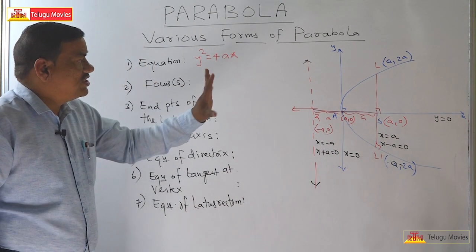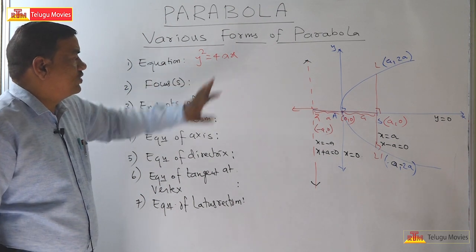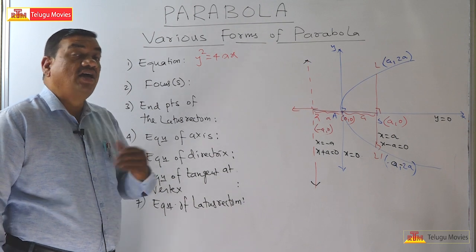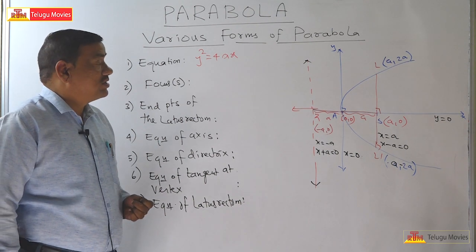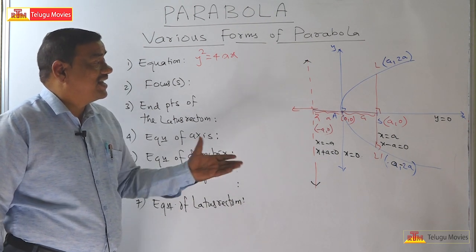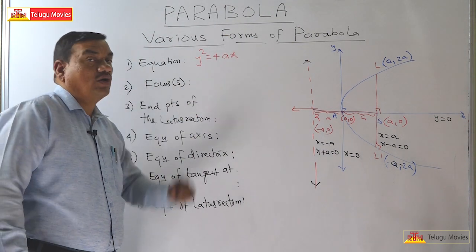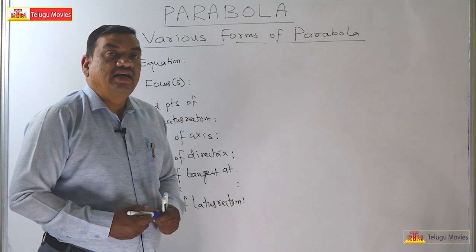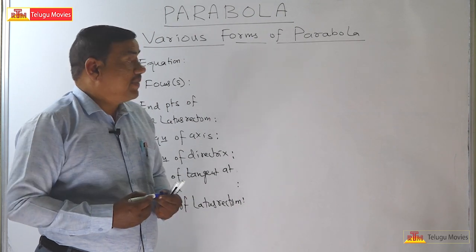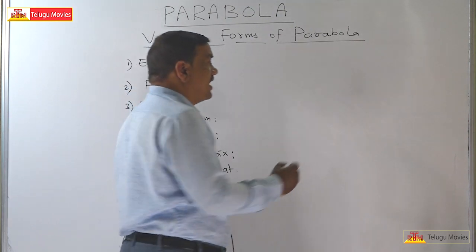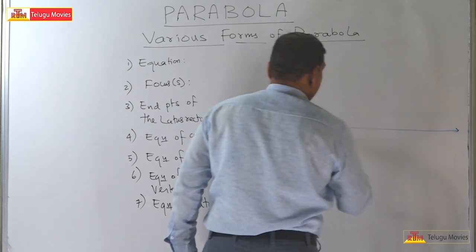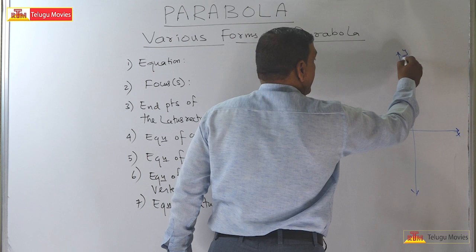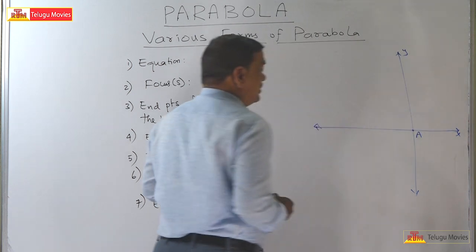Okay, so these are the forms of the parabola y square is equal to 4ax. Now next we are going to see another parabola, which passes through the origin and lies entirely in the first and second quadrant. Welcome back. So let us see another parabola. I will draw this first: this is the x-axis, this is the y-axis, and this is the origin A.